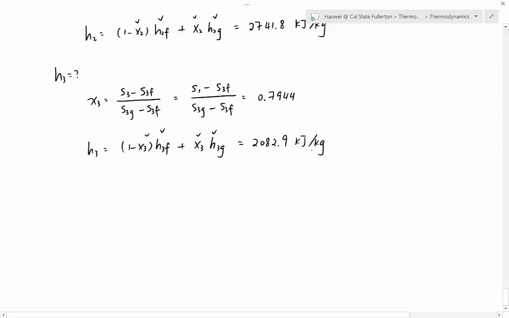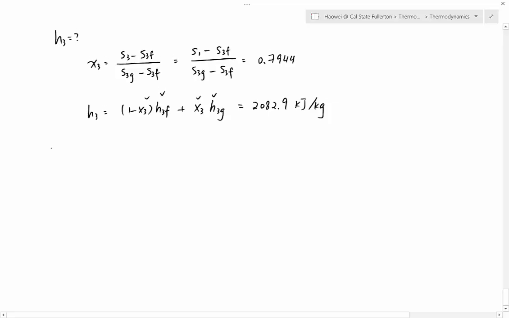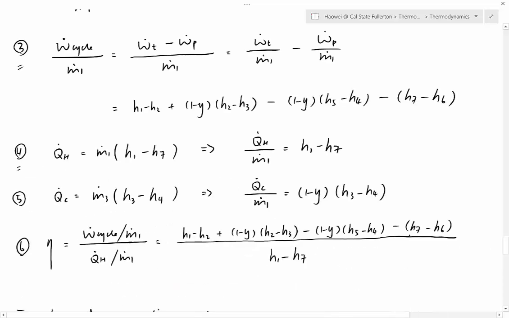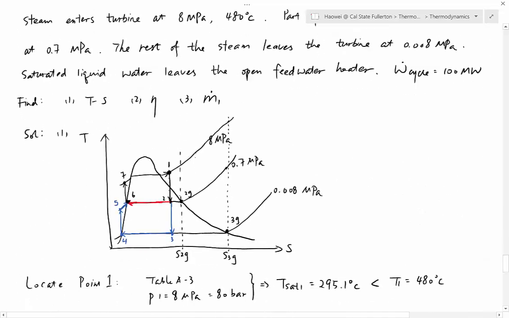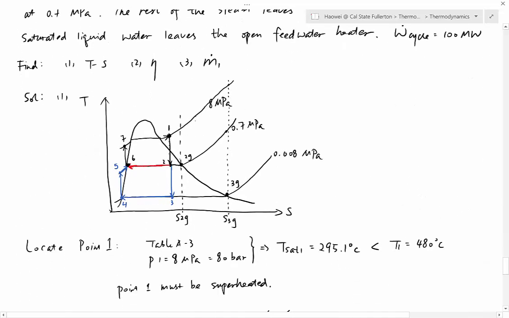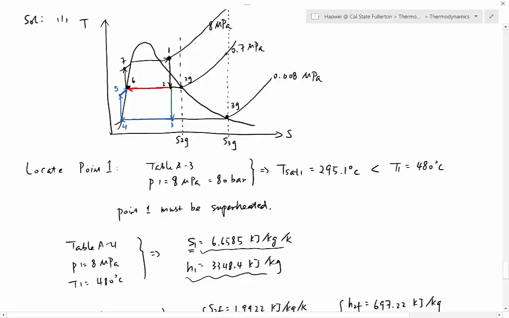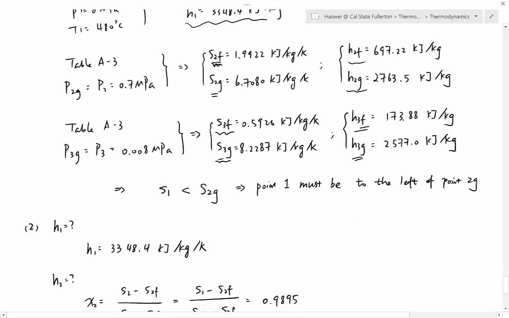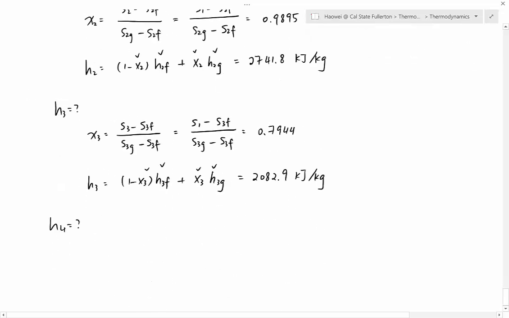Next one, we look for H4. What is H4? Let's take a look. Point 4 is point F at P3, which is 0.008 megapascal. So H4 is essentially equal to H3F, and we do have H3F. H3F is right here. So I have H4 already.